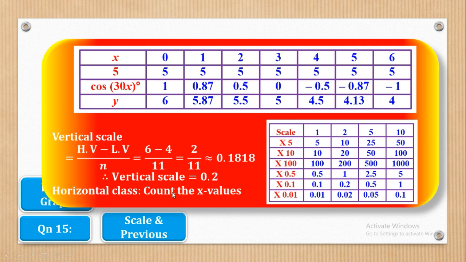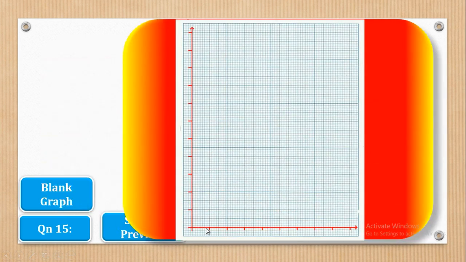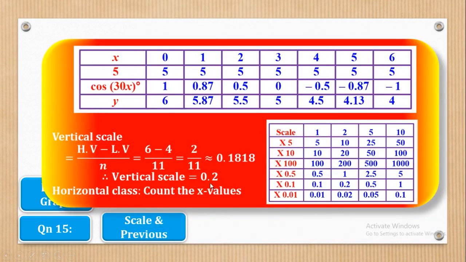For the horizontal, we are going to just count the x values. So these are 1, 2, 3, 4, 5, 6, 7. Also come here on your graph and count the x values. 1, 2, 3, 4, 5, 6, 7. So that means that this scale will be okay. Therefore, our vertical scale is this, and our horizontal scale will be 1 for each 2 centimeters.